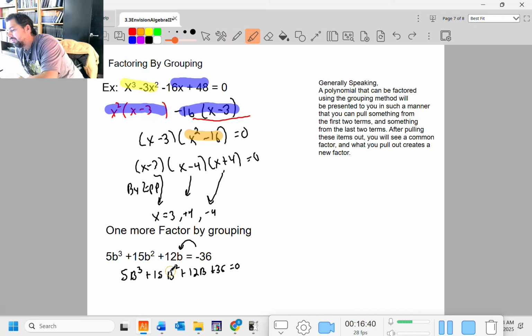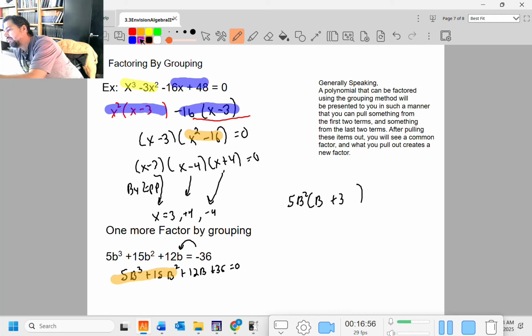And again, we're going to focus on these pieces. Both of them are divisible by 5, and they both contain a b squared. So I have a 5b squared. If I pull that from 5b cubed, there is a b left over. If I pull it from 15b squared, there is a positive 3 left over. And remember, the goal in factoring by grouping is a repetition of that piece, because we want it to be common to 2 things. Now, it turns out if you pull a 12, you're in business.